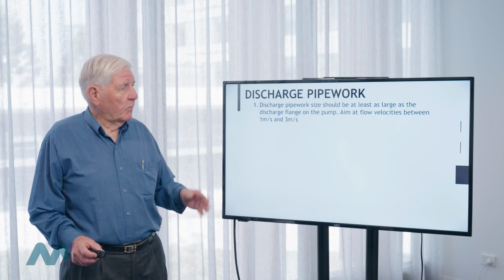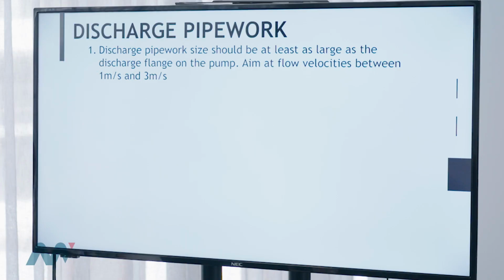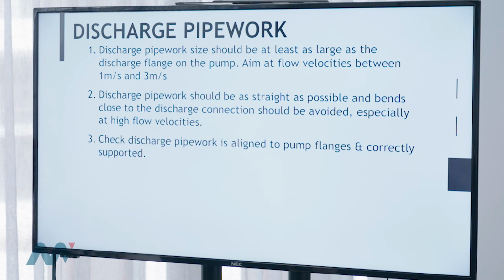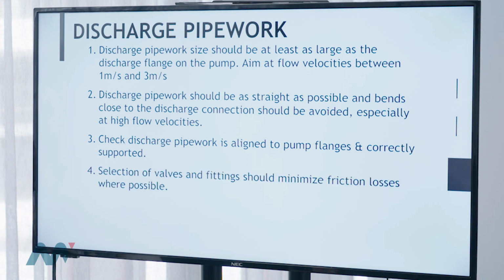The discharge pipework, we would normally look for flow velocities between 1 and 3 meters a second. The discharge pipework, again, should be as straight as possible. We check the discharge pipework is aligned to the pump flanges, and we select valves and fittings that minimize friction loss, because friction loss equals power consumption.